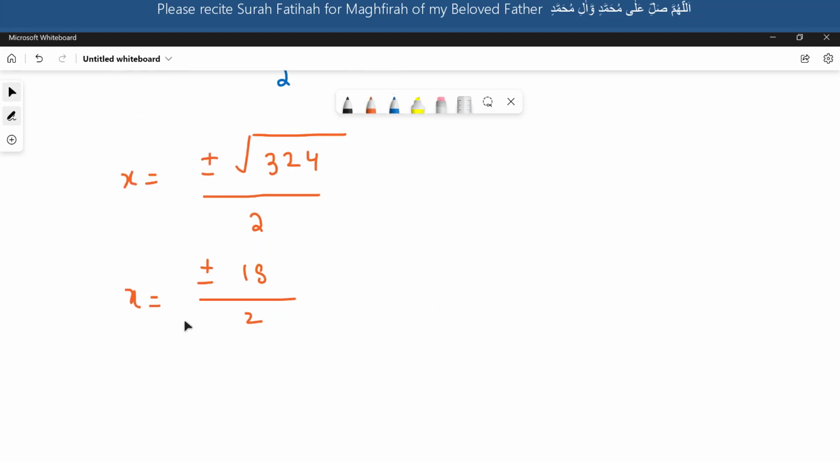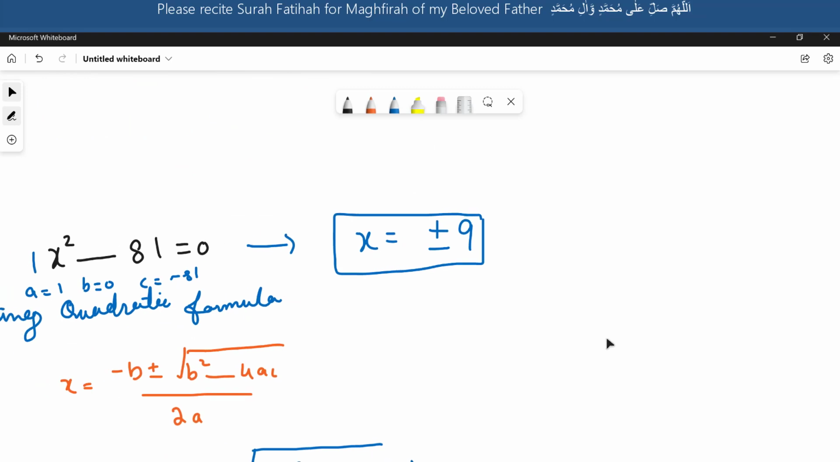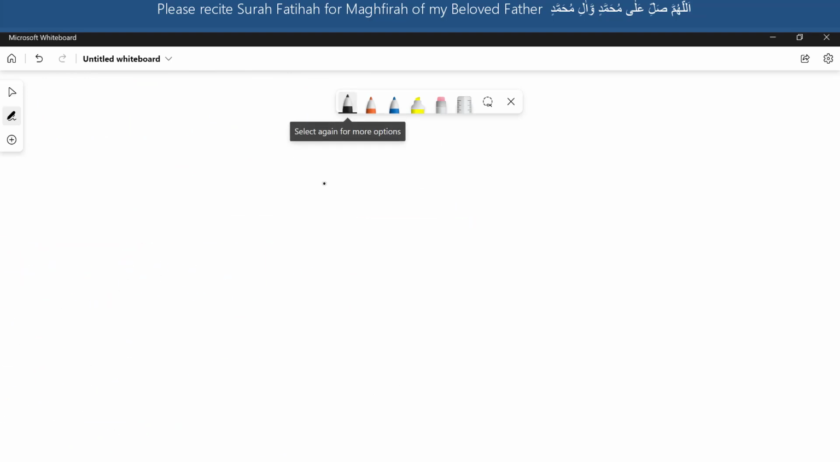You need not use the calculator. So we got the values x equals plus or minus 9. Here we have the answer.